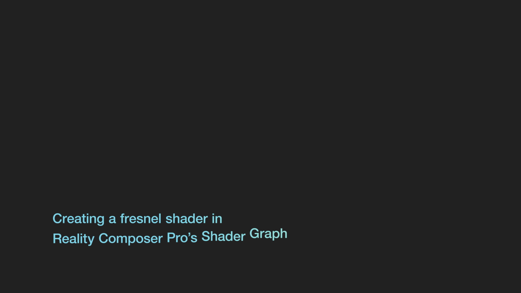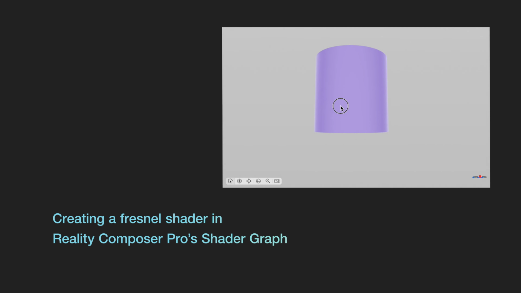Hi, today I'll be going over how to create a Fresnel shader in Reality Composer Pro's shader graph. This is what we'll be creating. This type of shading is handy for adding depth and accentuating the form of an object, especially for a shader that is otherwise fairly flat, like an unlit material with a solid color.